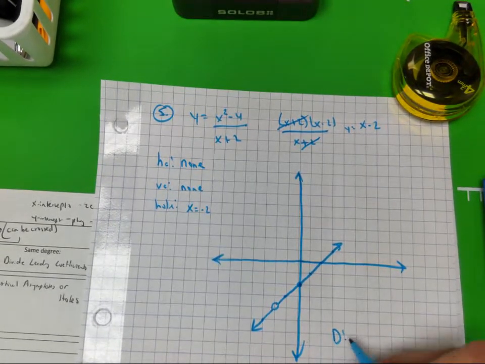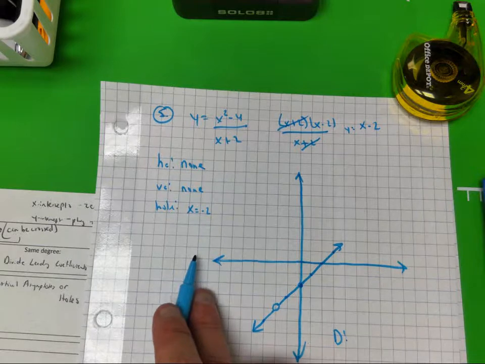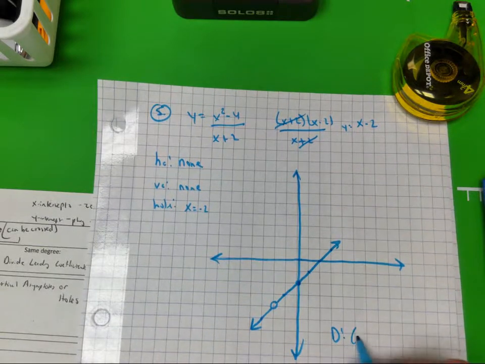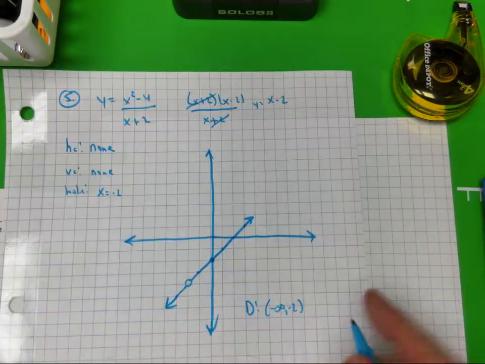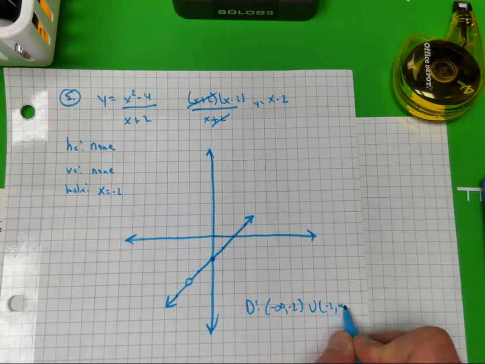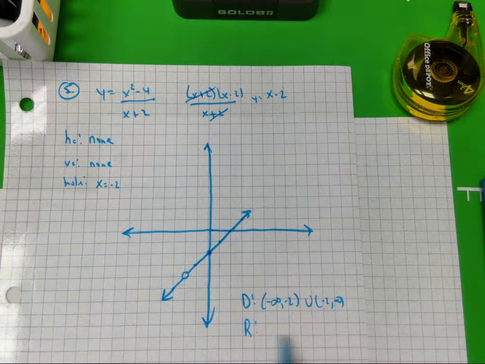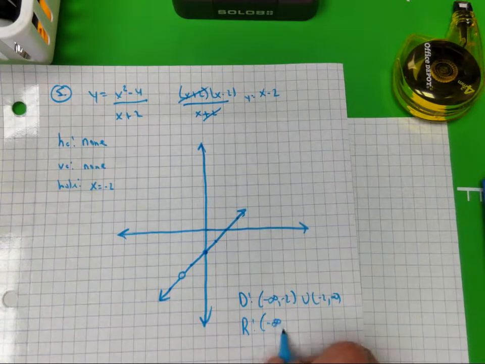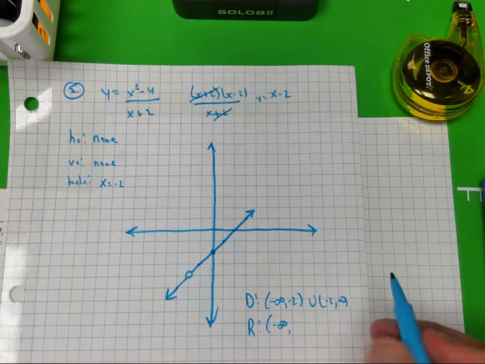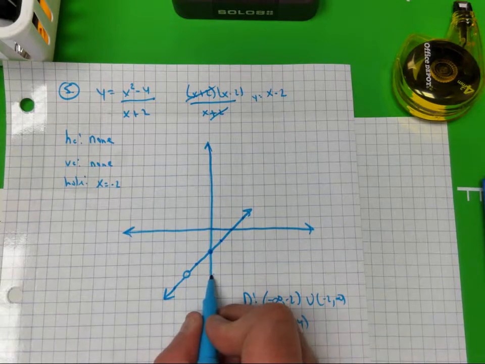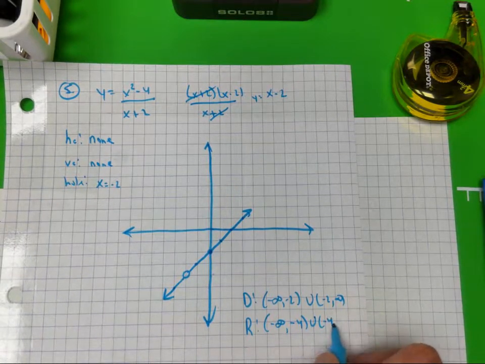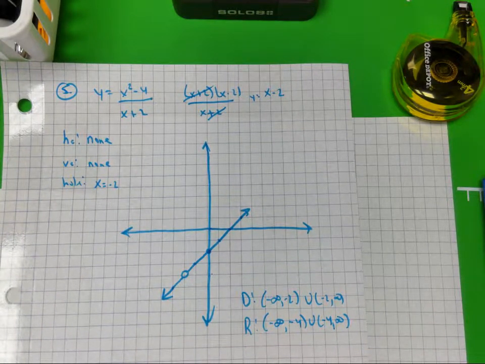My domain would be negative infinity till I got to here, union negative 2 to infinity. My range would be from, because these arrows keep going, negative infinity till I got here, which is negative 4 on my y, union negative 4 to infinity.